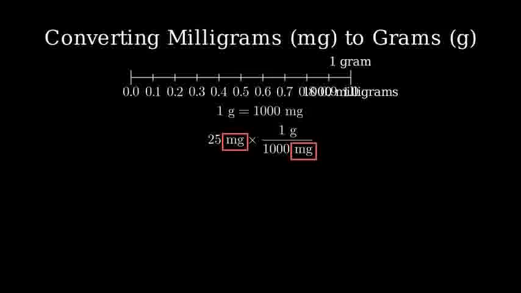Now let's solve this step by step. 25 divided by 1,000 equals 0.025. Therefore, 25 milligrams equals 0.025 grams.